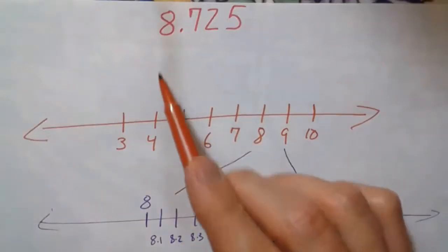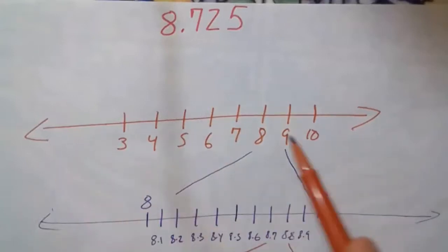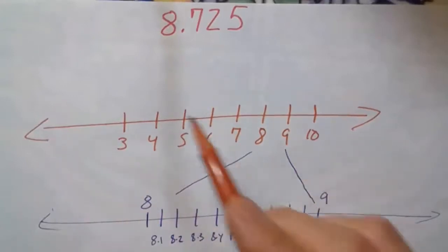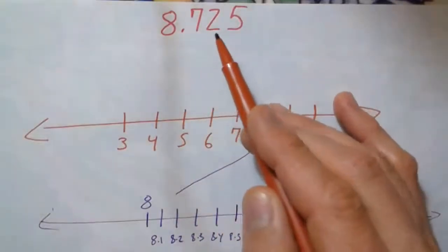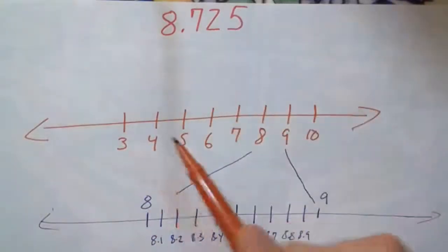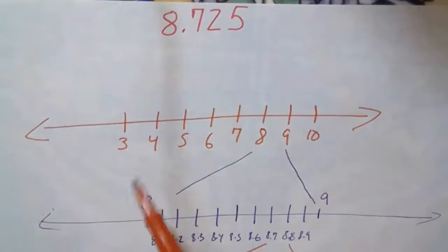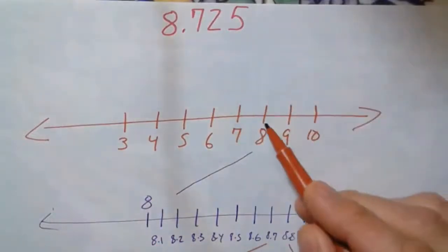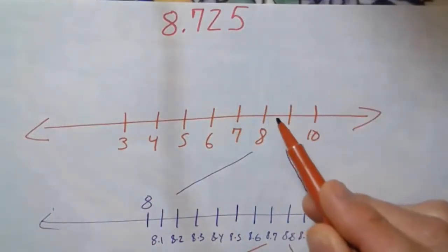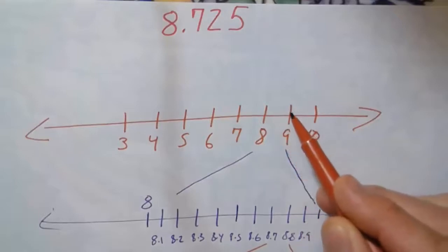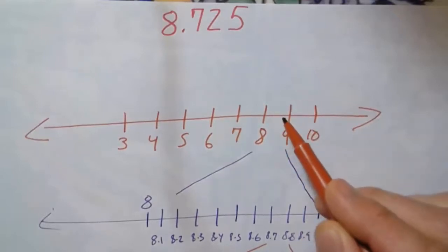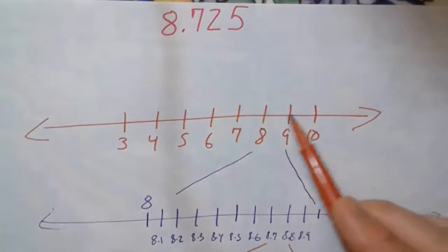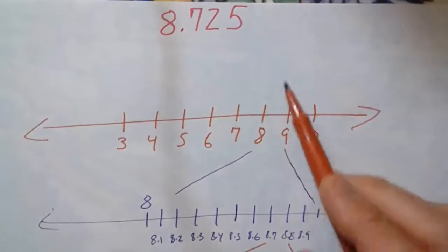So I've drawn several different number lines, and I want to talk to you about what I'm doing here. If we see this number, 8 and 725 thousandths, on this number line, it is somewhere between 8 and 9. Would you say it's closer to 8 or closer to 9? Hopefully you know it's closer to 9. It's probably somewhere around here. But I want to take a look in here.